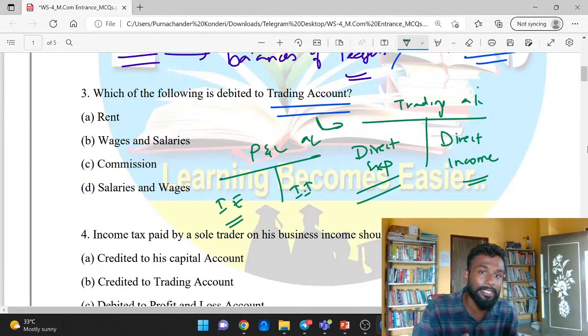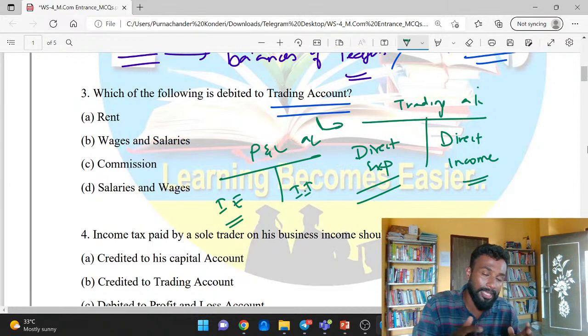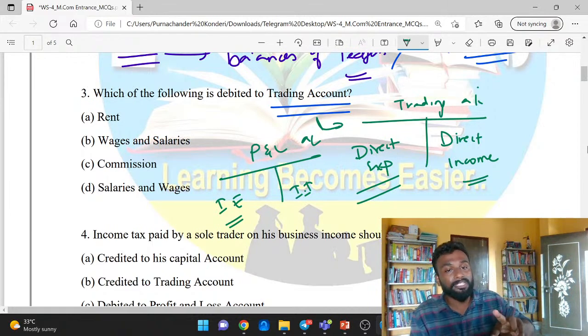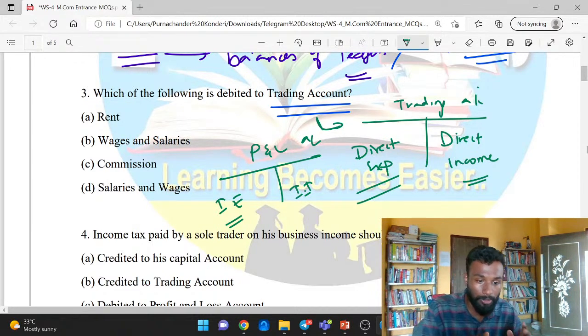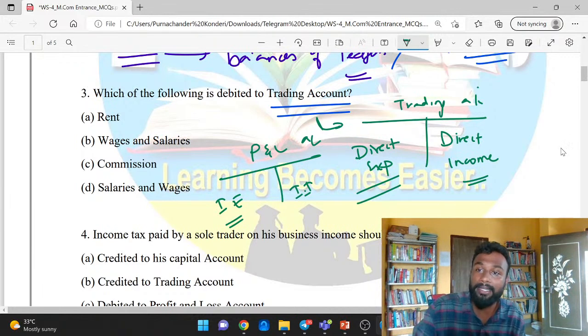After listening to this logic, you may come into a dilemma about how to consider a particular item as an indirect expense or indirect income, or direct expense or direct income. So what is the difference between direct expense and indirect expense? You may get a question on this, so you have to be very clear. Direct expenses are those expenses which are directly related to the production. Very much important.